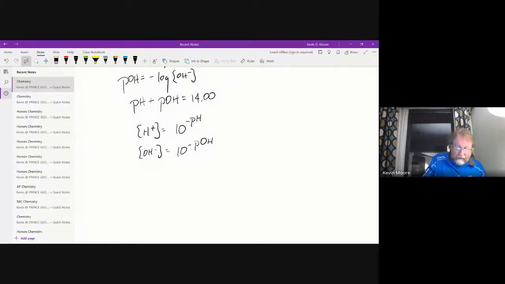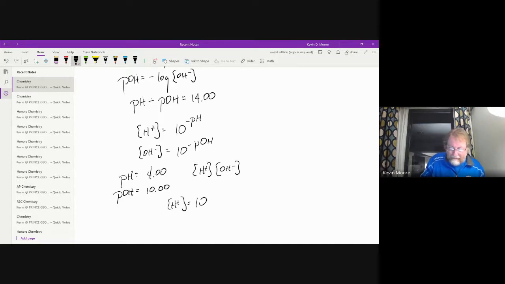Okay, so let's say we have a pH equal to 4.0. We want to calculate both the hydrogen ion concentration and the hydroxide concentration. Well, my pOH is going to be equal to 10.00 because they must add up to equal 14. So then my hydrogen ion concentration is going to be equal to 10 to the negative 4.00, since that's the pH. My hydroxide concentration is going to be equal to 10 to the negative 10.00 because that's the pOH.